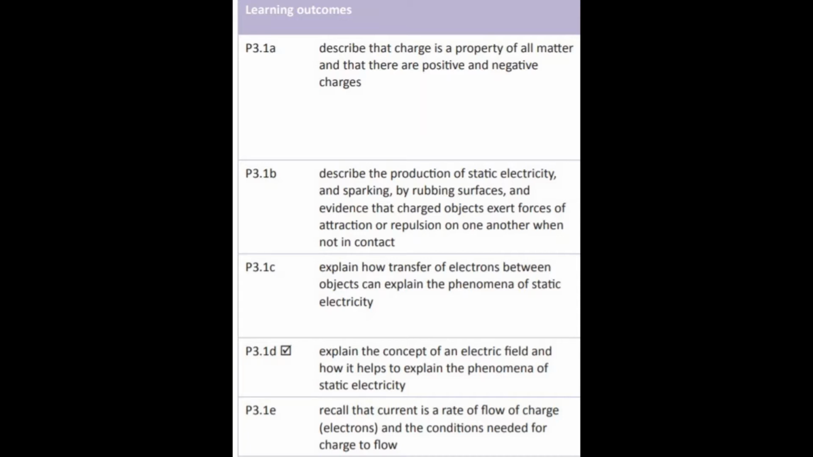Hold on, does that make sense? Evidence that charged objects exert forces of attraction or repulsion on one another when not in contact.